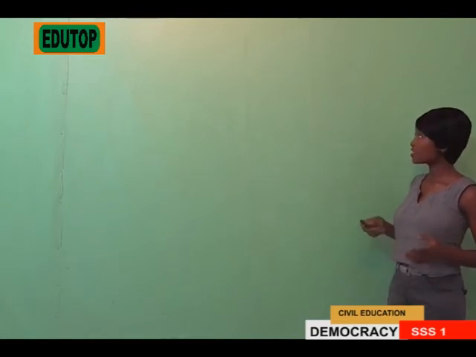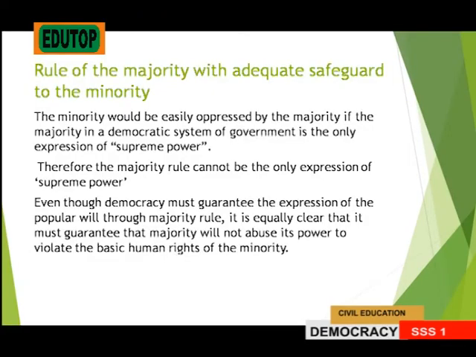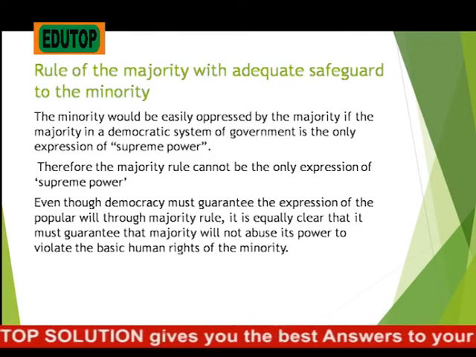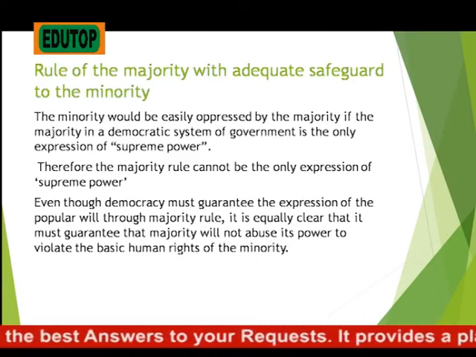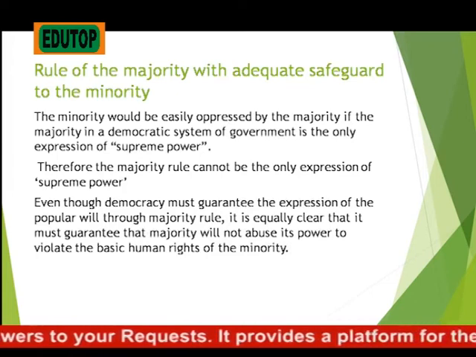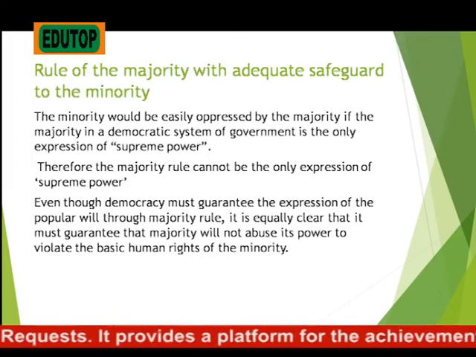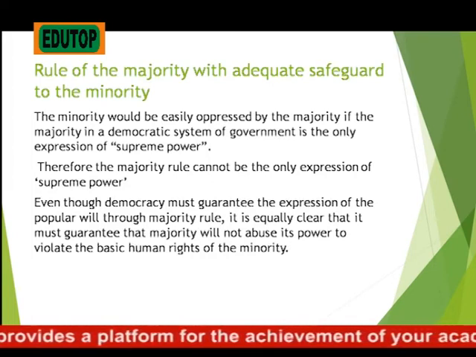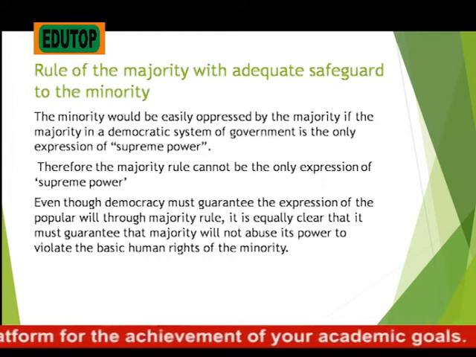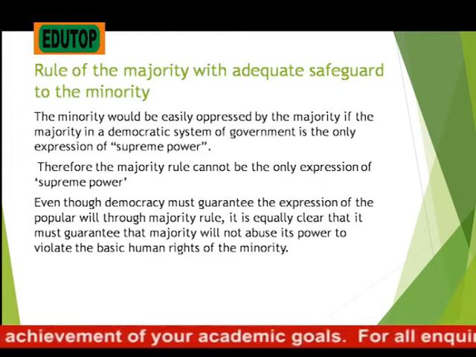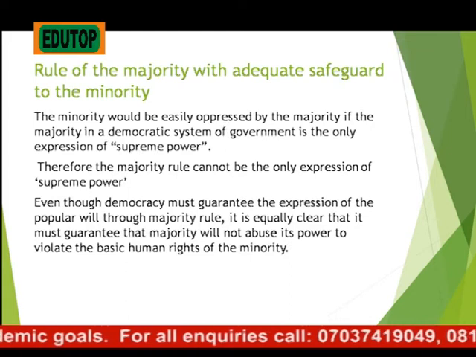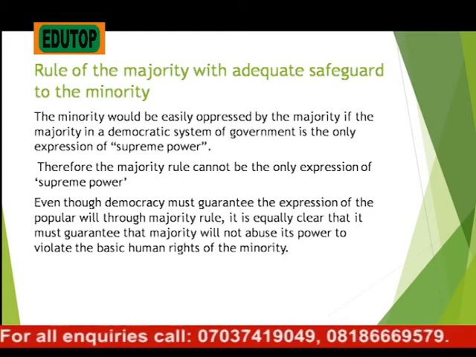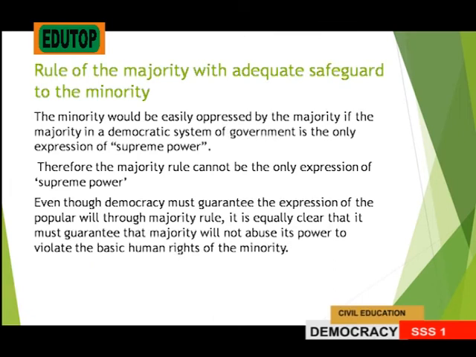Rule of the majority with adequate safeguard to the minority. The minority would be easily oppressed by the majority if the majority in a democratic system of government is the only expression of supreme power. Therefore, the majority rule cannot be the only expression of supreme power. Even though democracy must guarantee the expression of the popular will through majority rule, it is equally clear that it must guarantee that the majority will not abuse its power to violate the basic human rights of the minority.